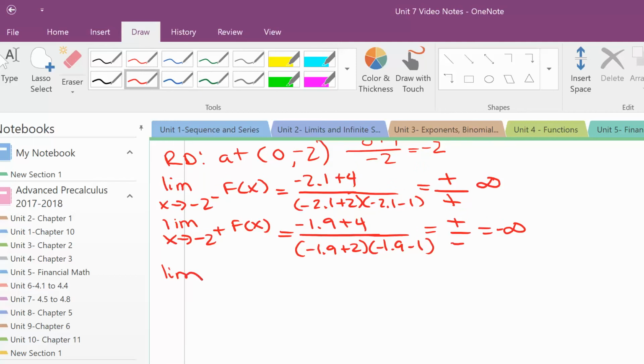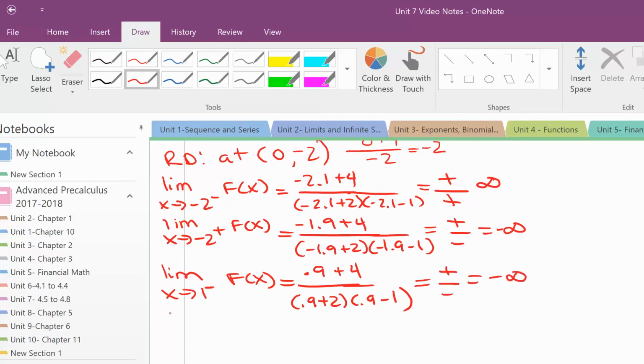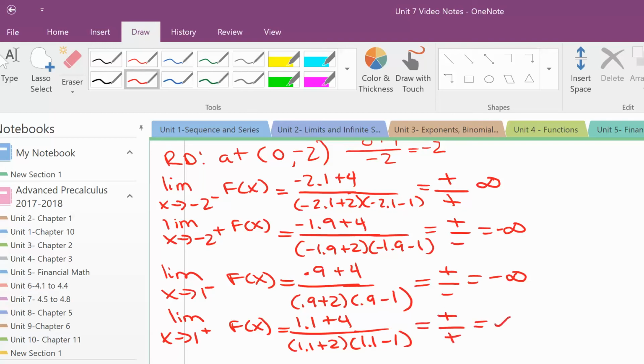Then we're going to do the same thing as it approaches 1 on the left. So it's 0.9 plus 4 over 0.9 plus 2 times 0.9 minus 1. It's going to be positive over negative, which means it's going towards negative infinity. And then when we go as it approaches 1 from the right, so that's 1.1 minus 1, sorry. So it gives you positive over positive, which is going towards infinity.